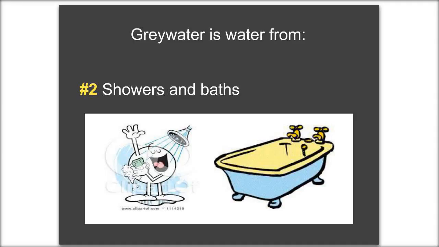Baths depend on the size of the bathtub, but they're usually around 30 to 50 gallons in a bath. It's a great source of graywater, though it's often more difficult to access the water. So in some homes, your showers and baths aren't going to be very accessible.